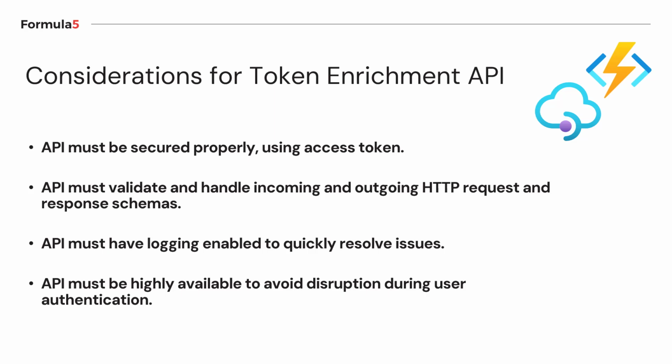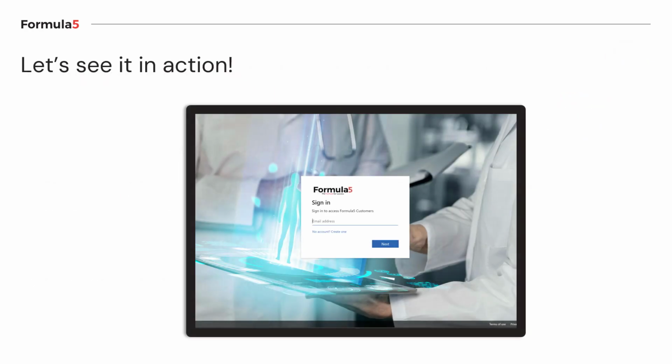And obviously the API must be highly available to avoid disruption during user authentication. It means that if Entra waits too long for the response from the external API, it will basically return an error, so the user will not be able to successfully authenticate. So it's very important to build this token enrichment API having high availability in mind. That's very crucial. Okay, perfect.